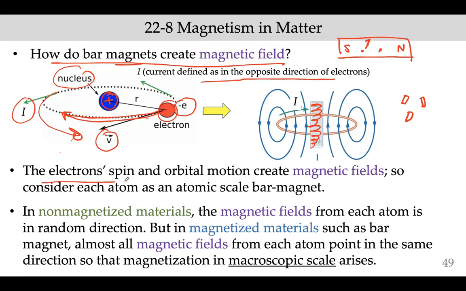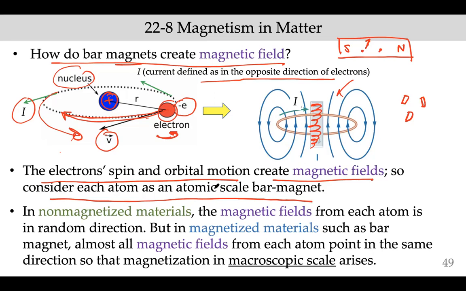The electrons' spin and orbital motion are two effects that contribute. The electrons are charged particles. They go around themselves. They have a spin, so you can think of it as a local current. And they also go around the nucleus. That's the orbital motion, the orbital current. These two effects create magnetic fields, as you can see here, within the atom. So consider each atom as an atomic scale bar magnet.